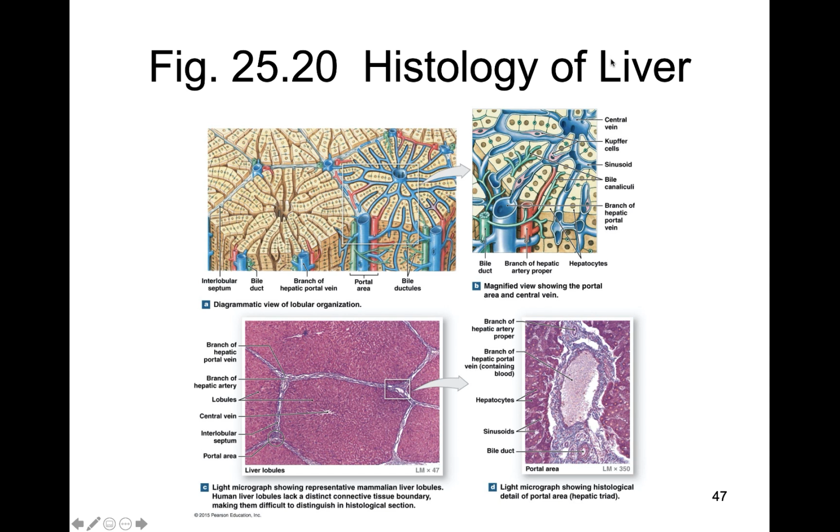This is a histology of the liver, so a cross-section of the liver. When you do a cross-section, this is what you see. So you see the hepatocytes. Hepato means liver and cytes means cells. So you have these hepatocytes inside the liver.